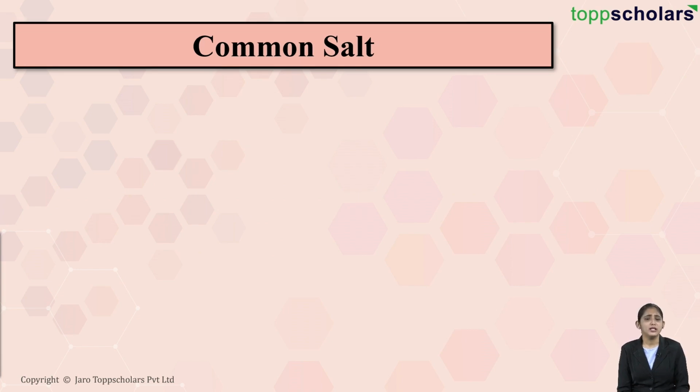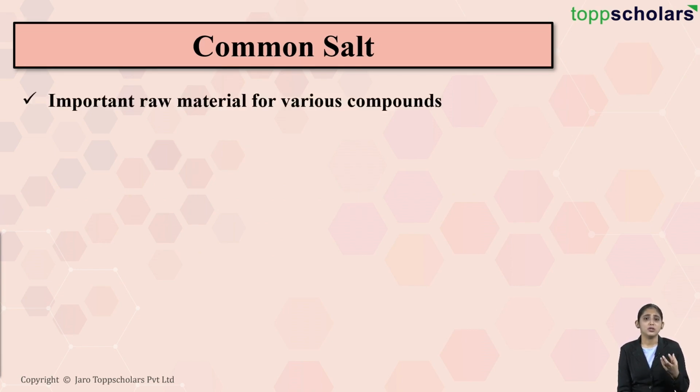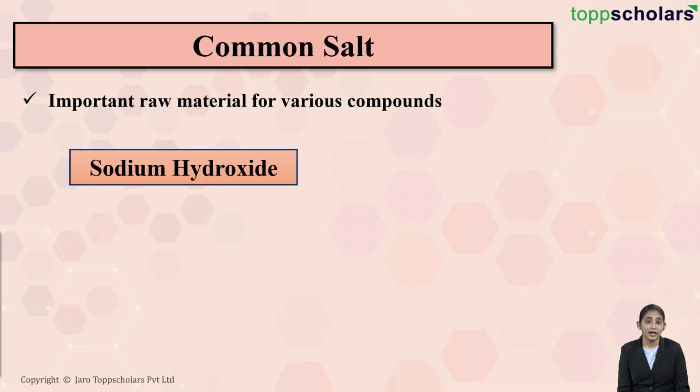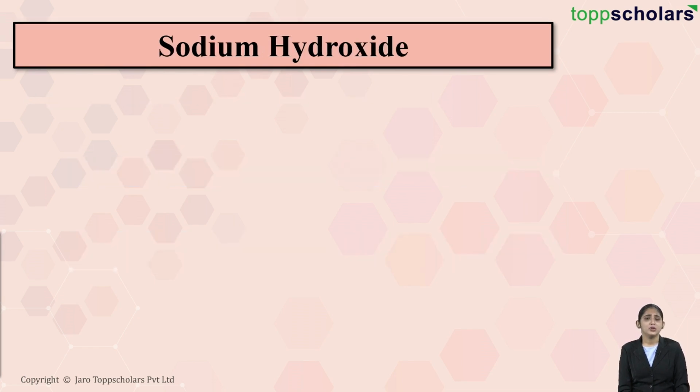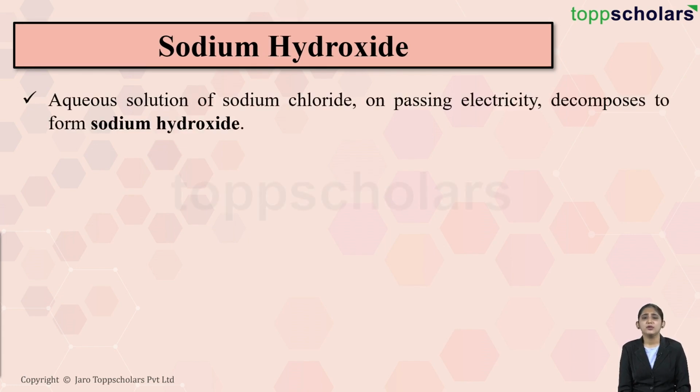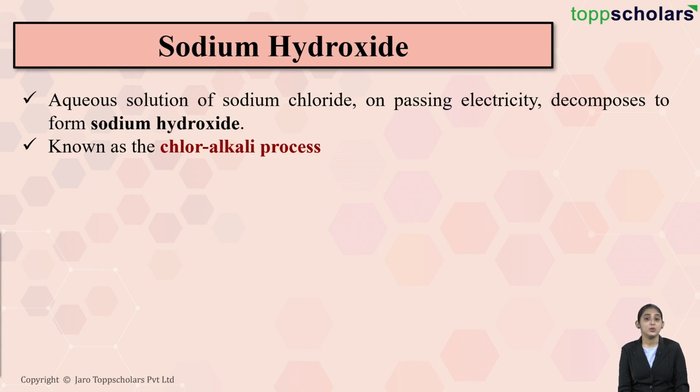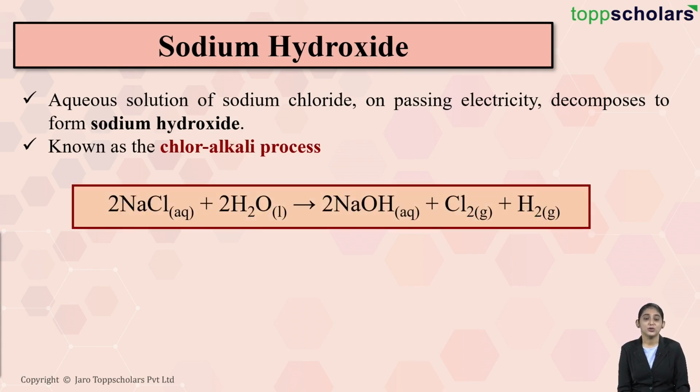Okay. Now friends, this common salt can be used as a raw material for making different compounds. Common salt can be used for making sodium hydroxide, baking soda, washing soda as well as bleaching powder. So let's see how we can prepare sodium hydroxide by using sodium chloride. Now friends, if you take an aqueous solution of sodium chloride and pass electricity through it, the aqueous solution of sodium chloride decomposes, resulting in the formation of sodium hydroxide, and this process is known as the chlor-alkali process. So over here you can see we have an aqueous solution of sodium chloride.